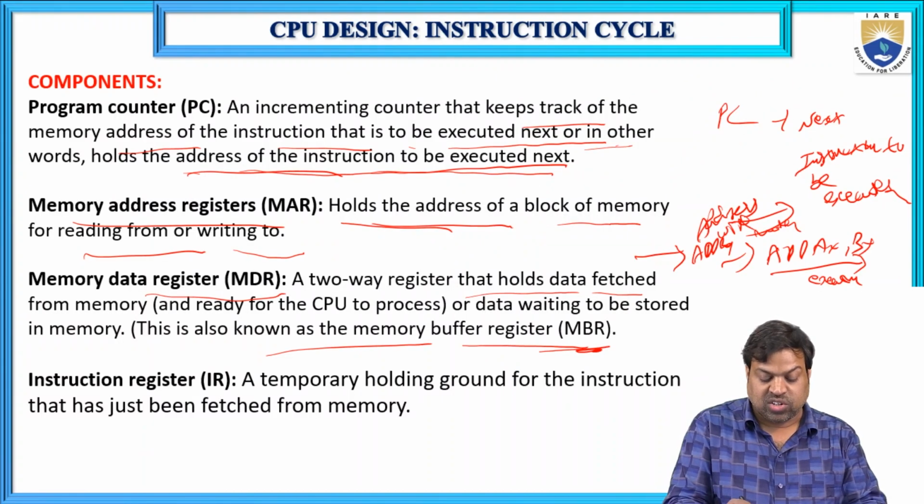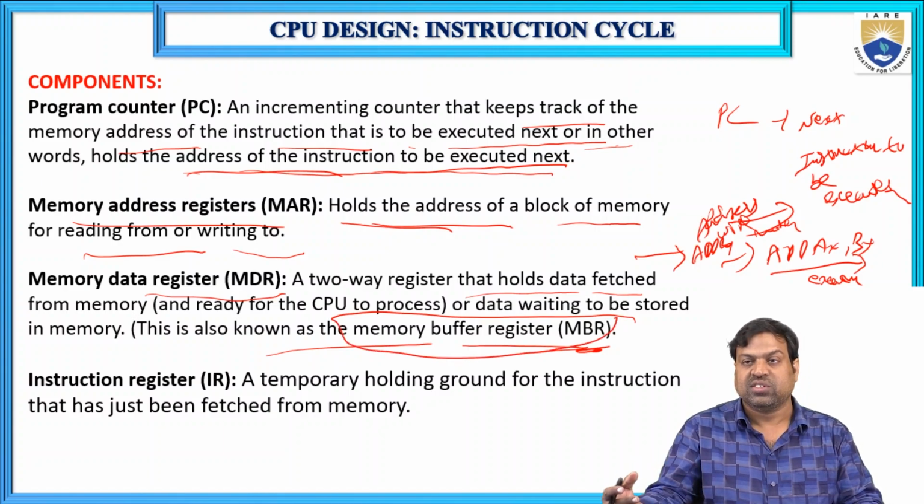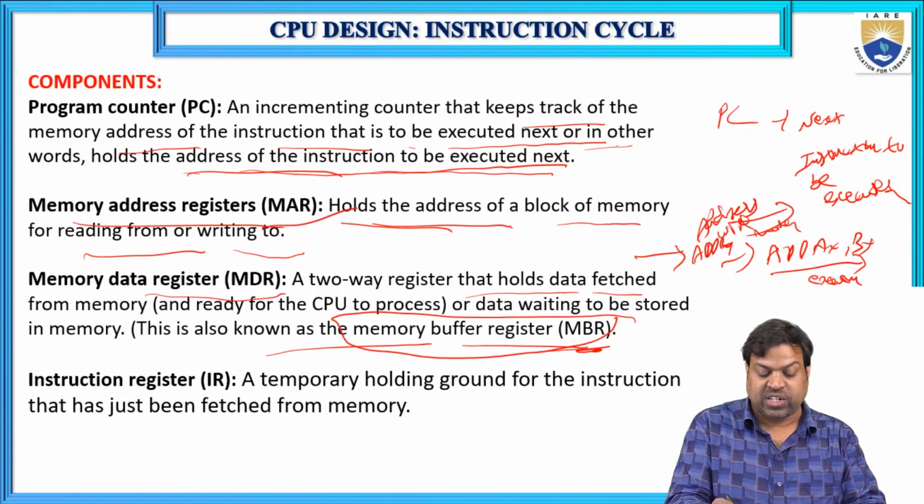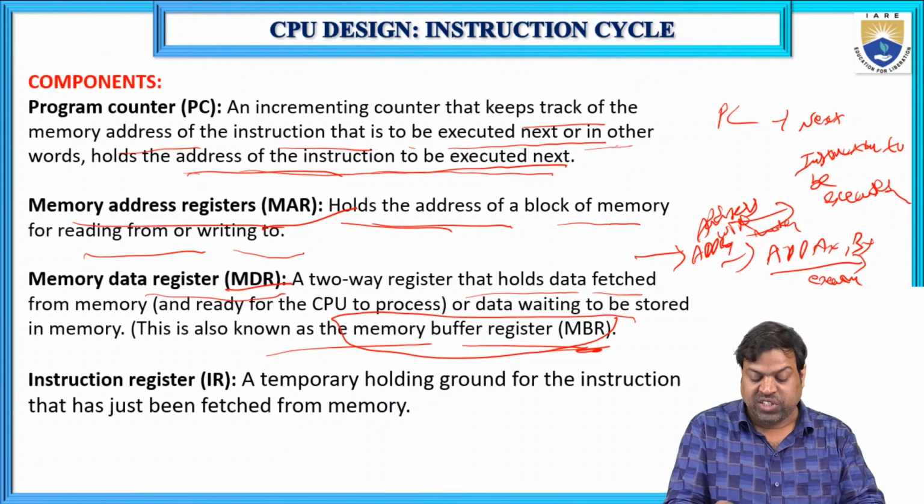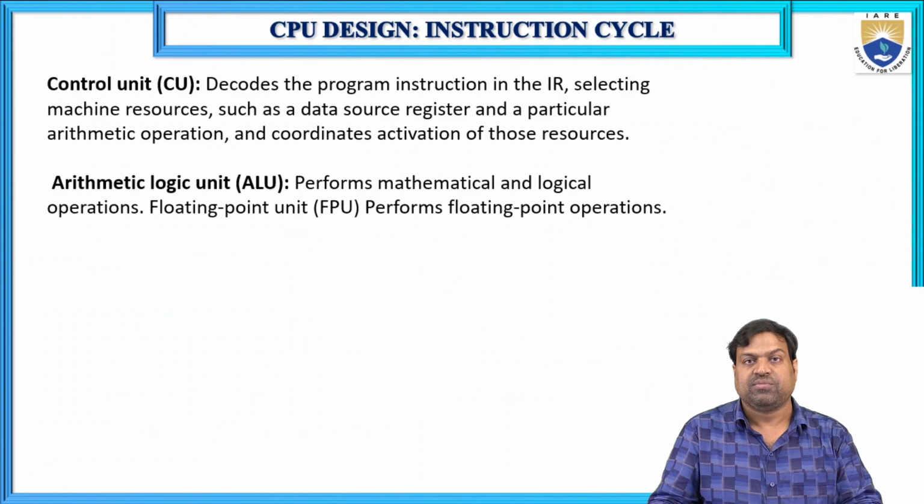So that is called the buffer, the memory buffer register. Buffer means it is going to be execution, or it is going to be loading of that one. Okay, that is a buffer. So memory address register, memory data register, which can be buffering. And instruction register, a temporary holding ground for the instruction that has just been fetched from memory.